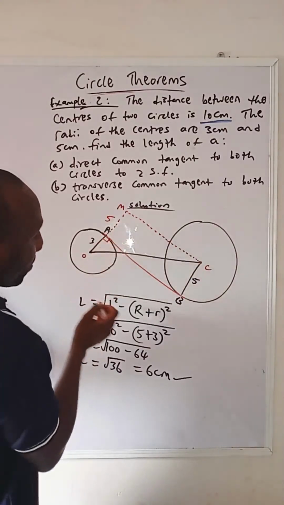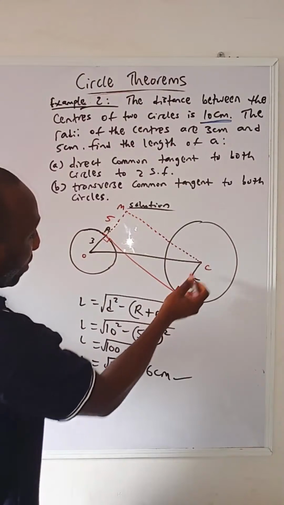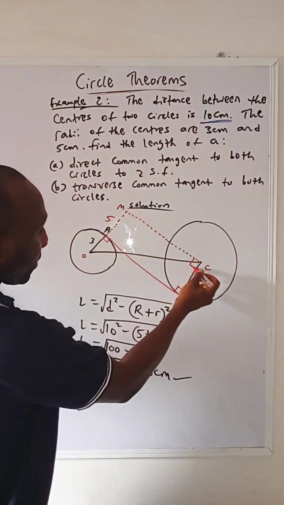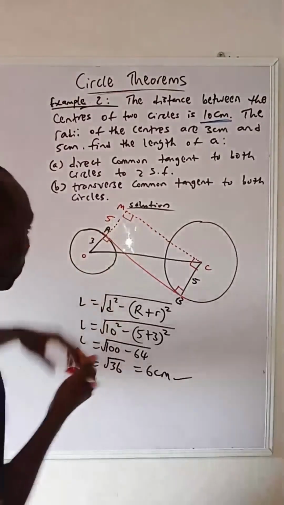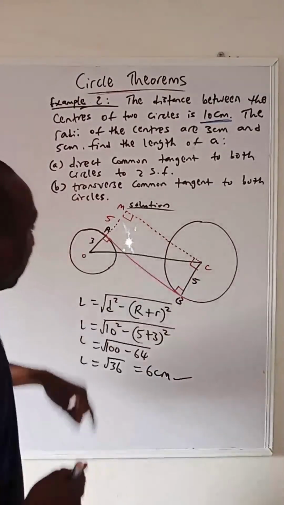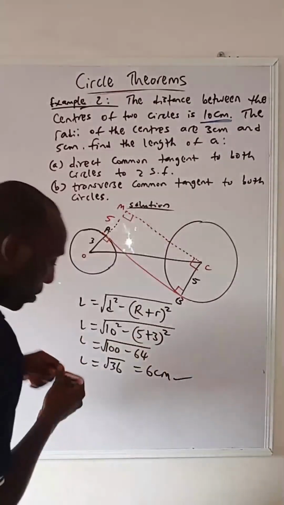Remember, this is 90 degrees. This is 90. So if you are constructing another line, this is 90. This should be 90 as well. So we have a right angle triangle. Triangle OMC. OMC is a right angle triangle.